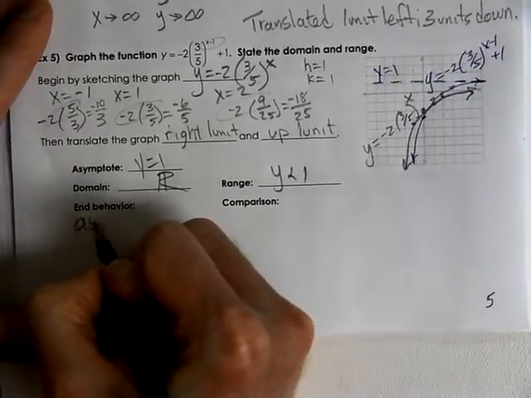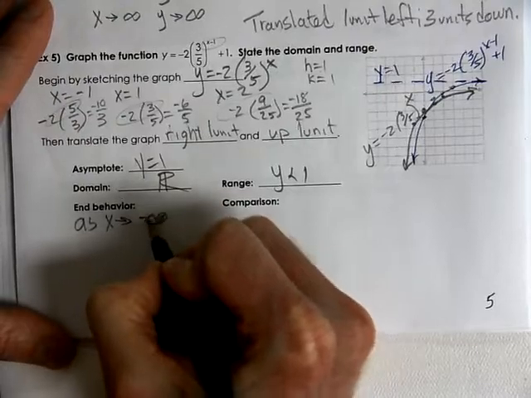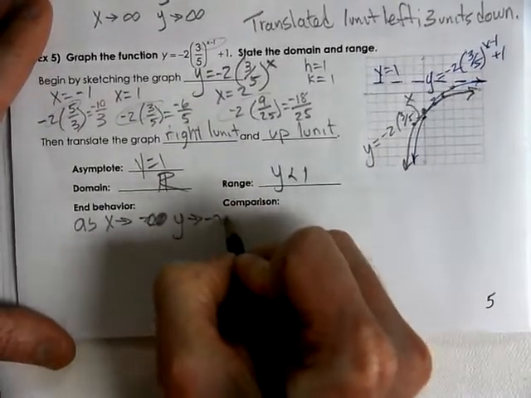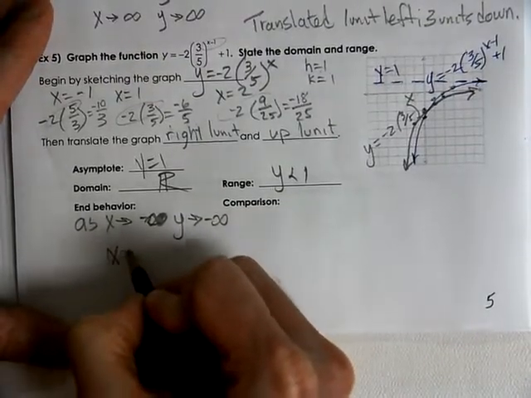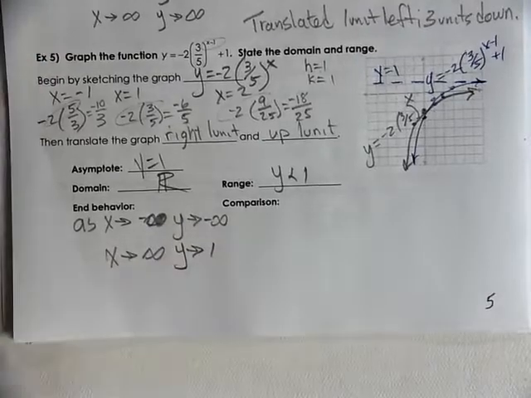Our end behavior as x approaches the left direction, negative infinity, the graph is going downwards. As x approaches the positive direction, the graph approaches 1.